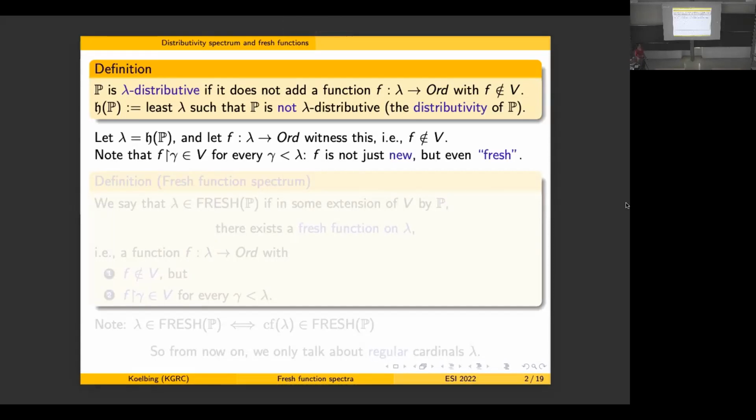So assume lambda is this h of P. This means we have a function from lambda to the ordinals in an extension by P, which is not in the ground model. And since lambda is minimal such that there is such a new function, any restriction to a smaller cardinal than lambda is in the ground model. This means that f is not just a new function, but actually a fresh function. So it's not combined of something else which is new, but it is new itself, so it's fresh.